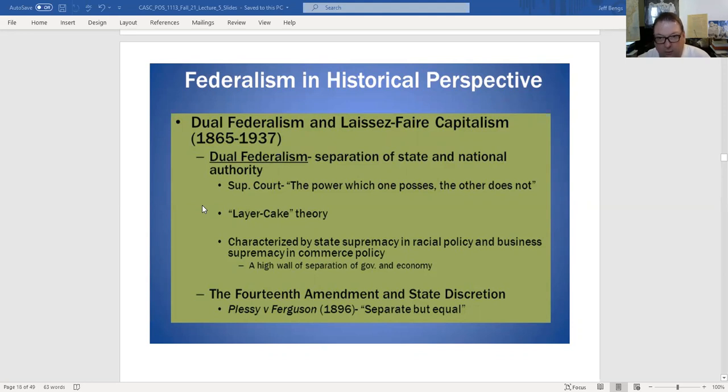So basically, this dual federalism and laissez-faire capitalism, I know I'm saying laissez wrong, basically means laissez-faire, that businesses should be able to run without any government interference. And this second half of dual federalism is labeled this because big businesses were basically the ones that were driving commerce policy. It wasn't the federal government, it wasn't the state.